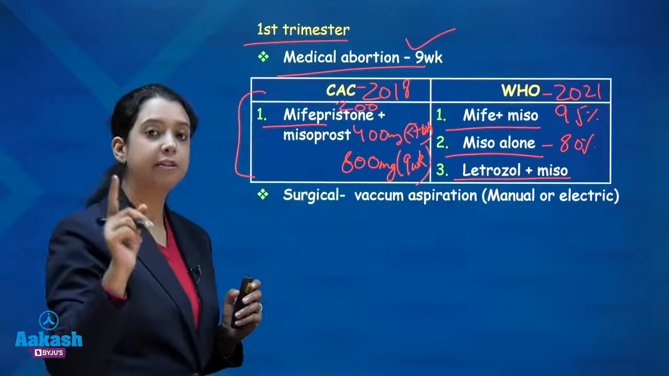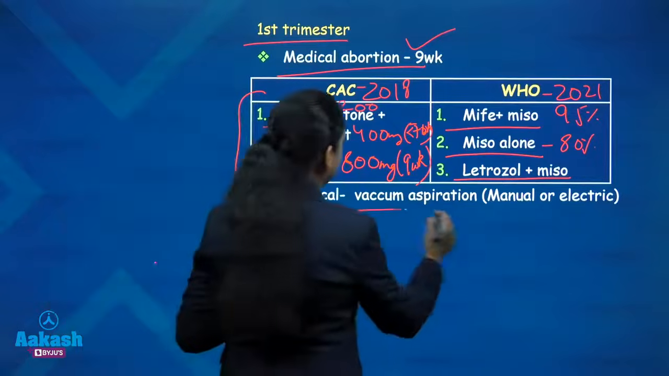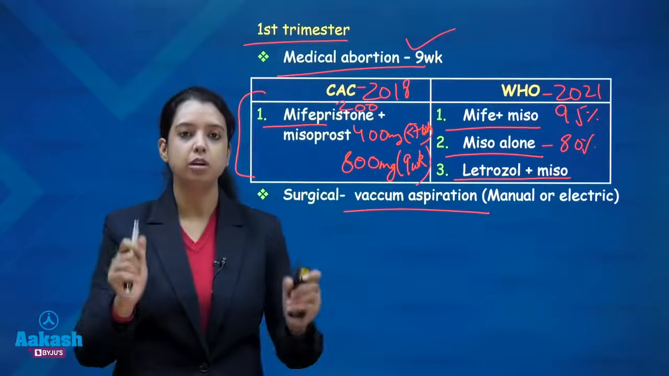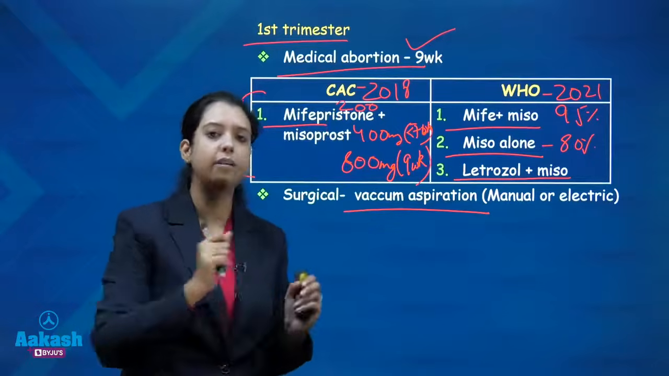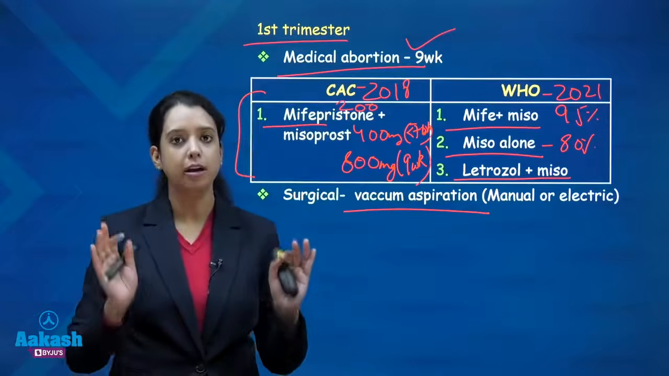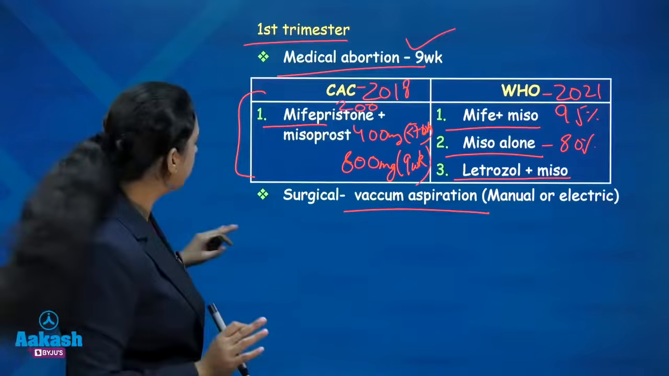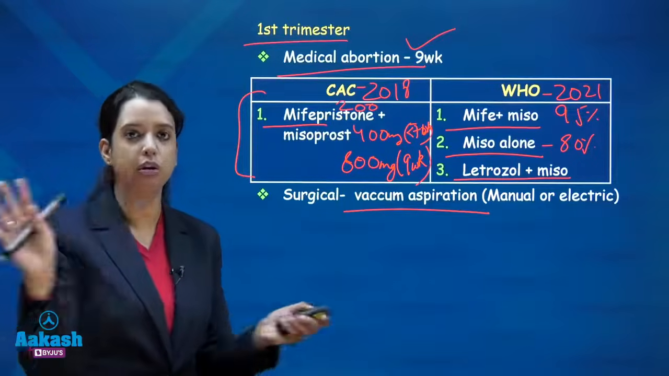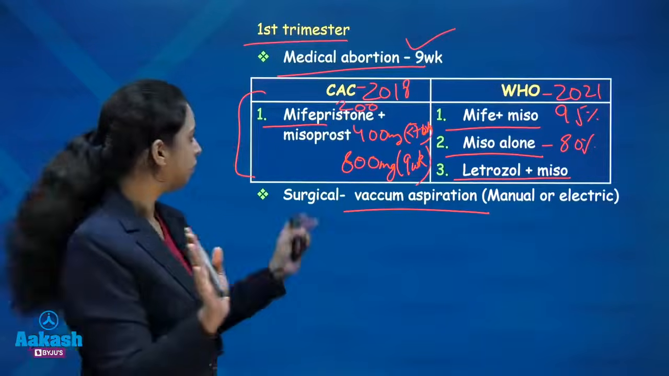The surgical method in first trimester is vacuum aspiration, by CAC and WHO both. They say in first trimester you can use vacuum, either manual vacuum or electric vacuum, it doesn't matter. You can use any of the vacuum. So that is the only surgical method for first trimester, vacuum aspiration, no D&C and all. Simple. So you got it.